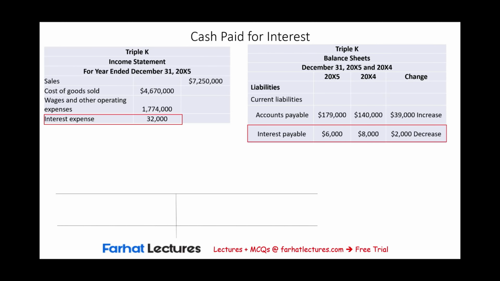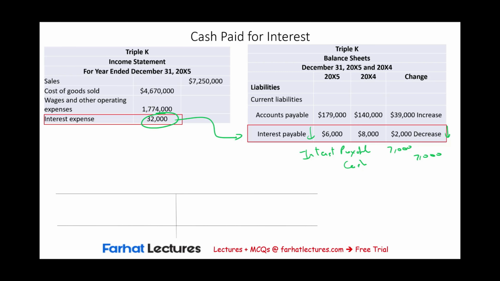Let's take a look at interest expense. Now, I mentioned earlier that sometimes you could have an expense, and if it does not have a related balance sheet account, then you would assume all of it is cash. But here we have interest expense and we have interest payable. Well, interest expense is $32,000. It says we debited $32,000 of interest expense. Well, if we look at interest payable, it looks like interest payable went down. When do you bring down interest payable? Well, you bring down interest payable when you pay it in cash. So what you do is you debit interest payable $2,000 and you credit cash $2,000.